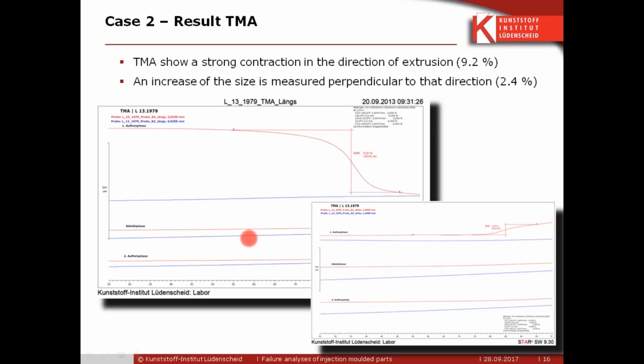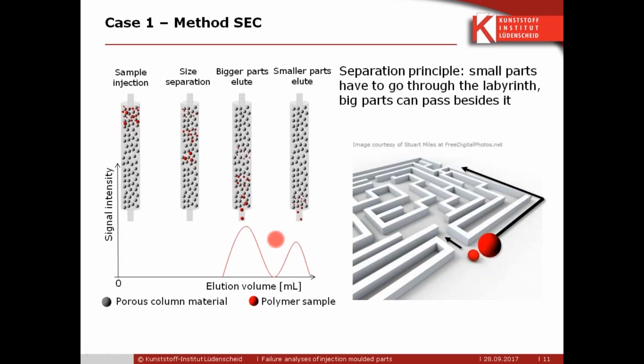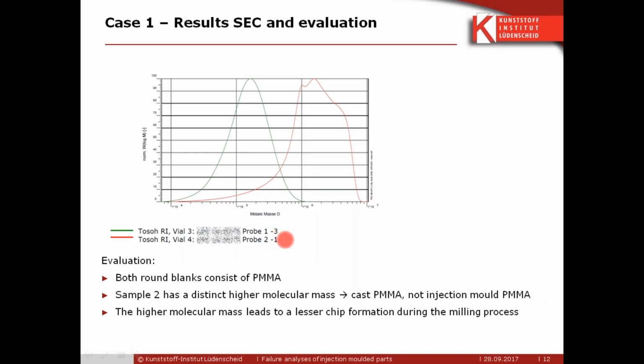Okay, still another question about size exclusion. Isn't the SEC graph also showing a higher fraction of lower molecular weight, which could also negatively impact mechanical properties?